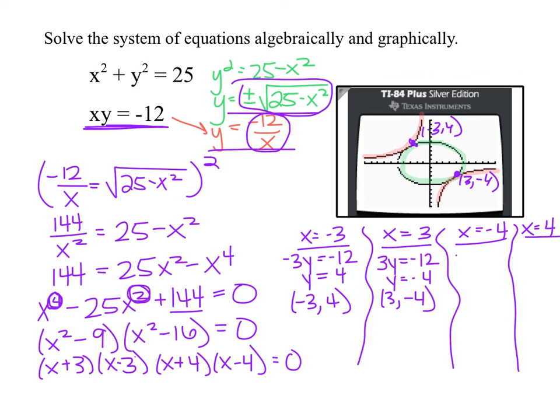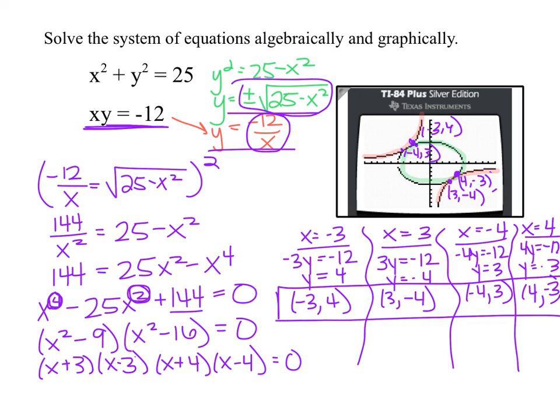And then x equals negative 4. Negative 4y equals negative 12. So y equals 3. So negative 4, 3. That looks like that's right there. And then x equals 4. 4y equals negative 12. So y equals negative 3. So 4, negative 3. Oops, I mixed those ones up. So this is 4, negative 3, and then this one is 3, negative 4. Okay? So there are your 4 solutions. And if you did second trace and did the intersect calculation, those are the 4 solutions you would see.